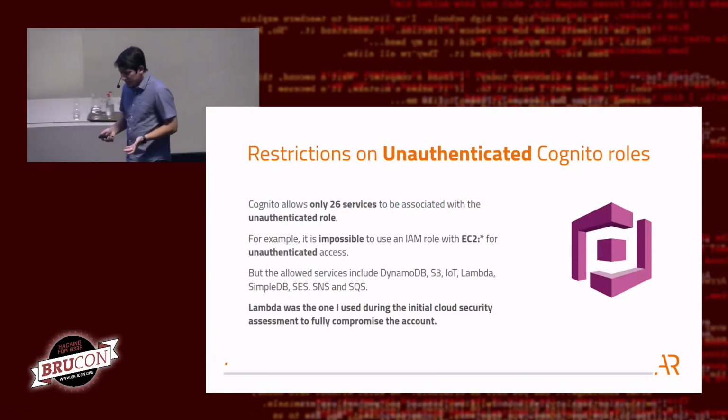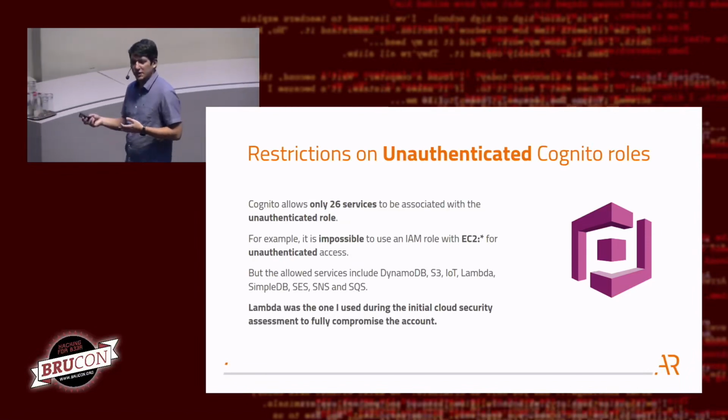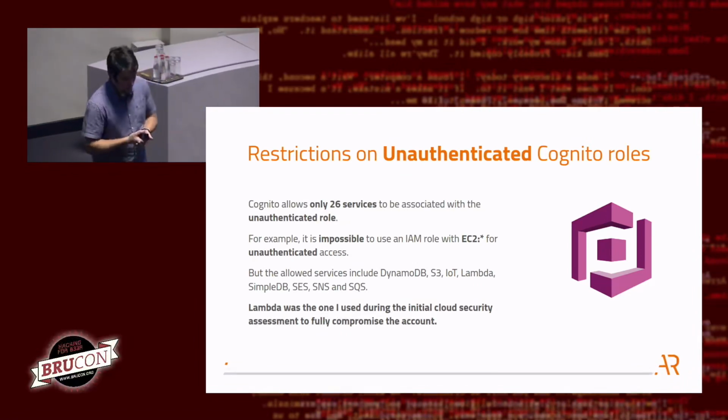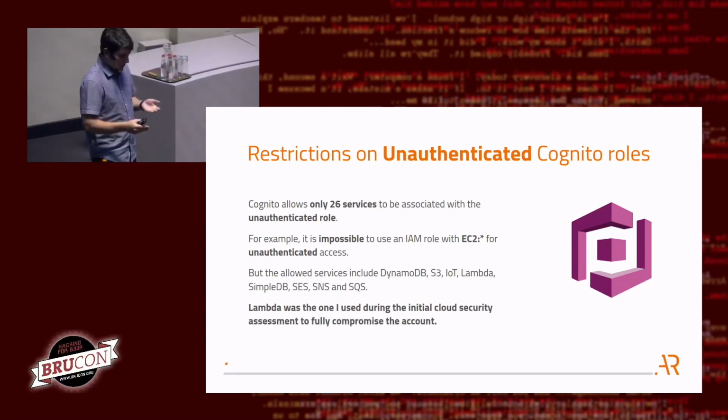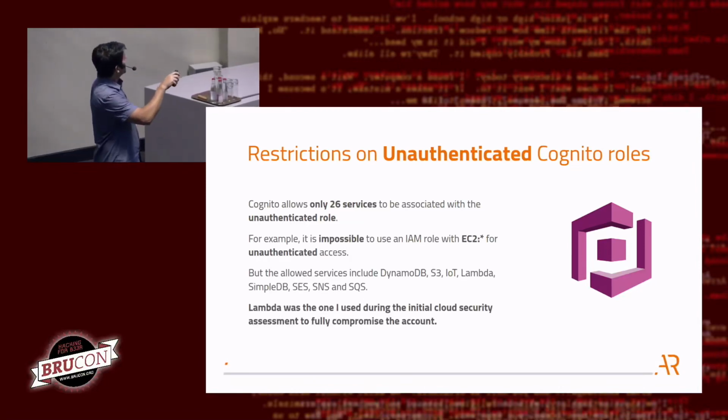There are some restrictions on the permissions that developers can associate with an unauthenticated role. So when the role is unauthenticated, you can only assign permissions for 26 services. It's impossible to associate permissions for EC2 or for IAM, but it is possible to associate permissions for DynamoDB, S3, Lambda, and many other services.